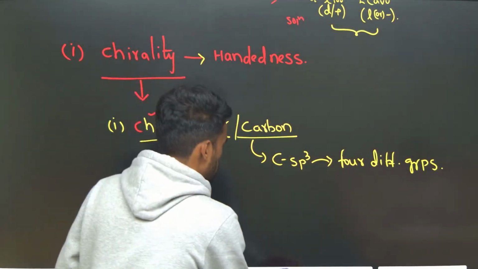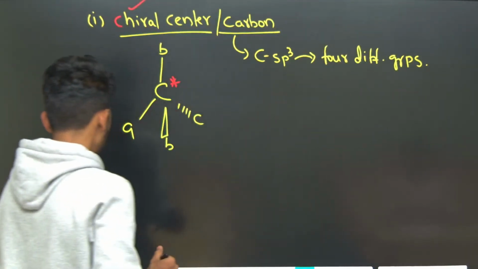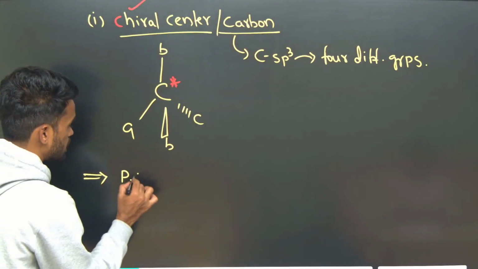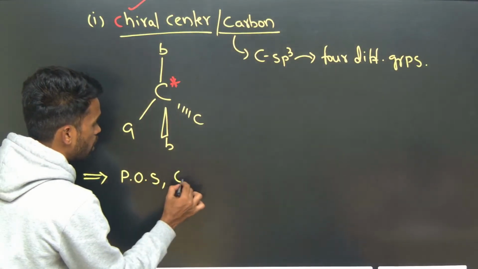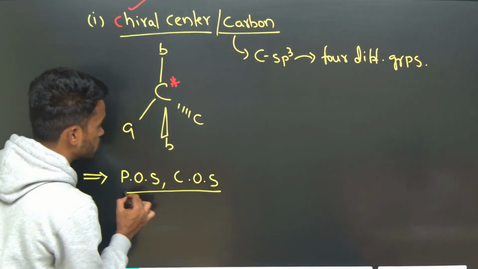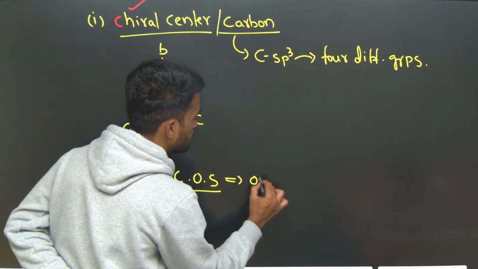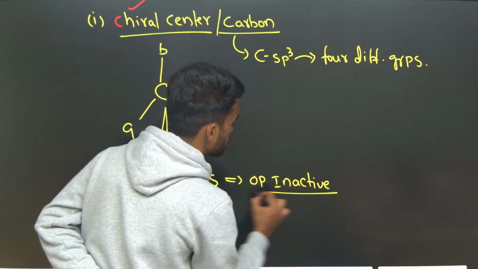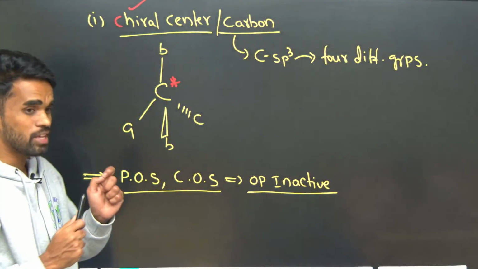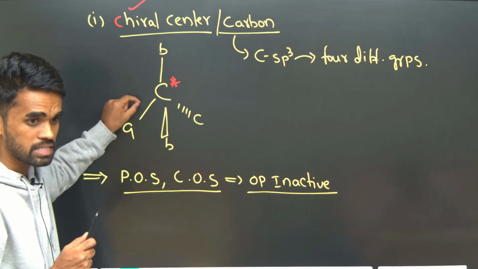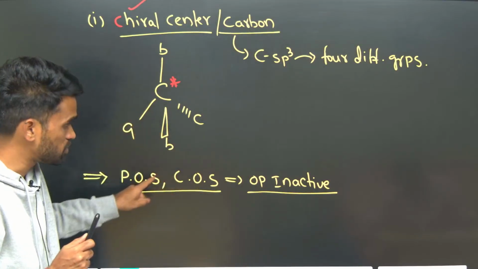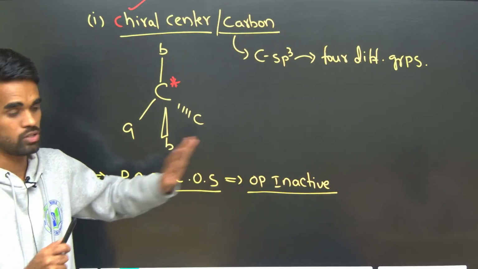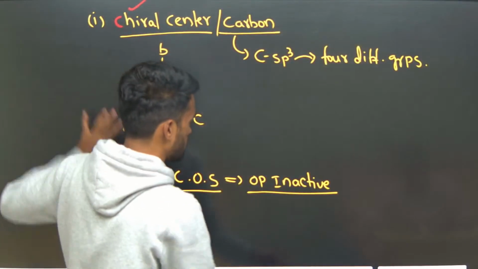So what are those factors? If the compound contains a plane of symmetry or center of symmetry, then it is optically inactive. Even if the compound contains a chiral center, if it has a plane of symmetry or center of symmetry, the molecule becomes optically inactive. Now let us see some examples for understanding.